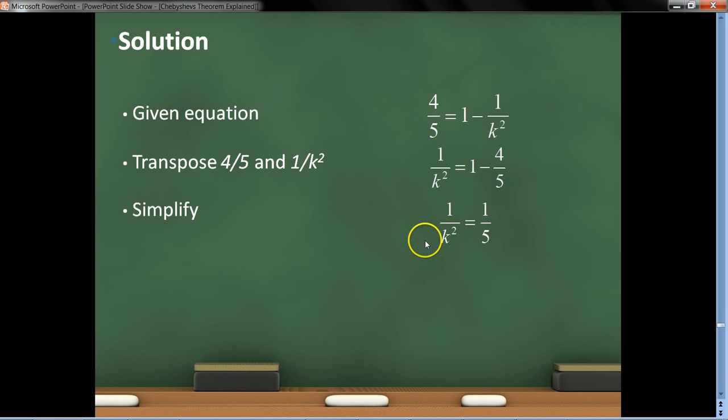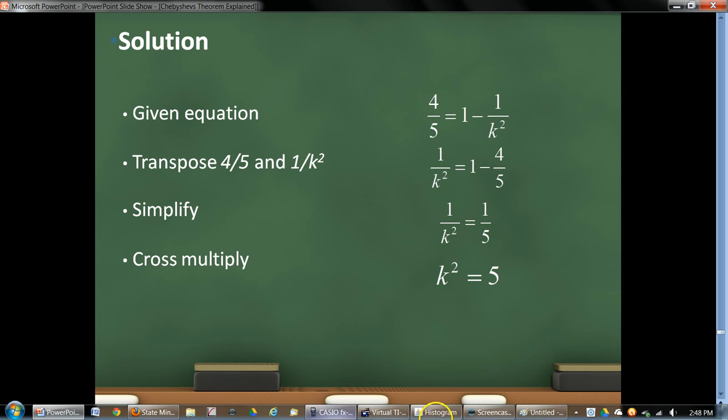Now, we're trying to find K here, right? But we have K squared. So notice what we can do is cross multiply to get rid of these fractions. K squared times 1 is K squared. 1 times 5 is 5. So by cross multiplying, we get K squared equals 5. Now it's just a matter of finding the square root. Notice here, we just need the principal root, in other words, the positive answer. And the reason for that is that K has to be at least 1.